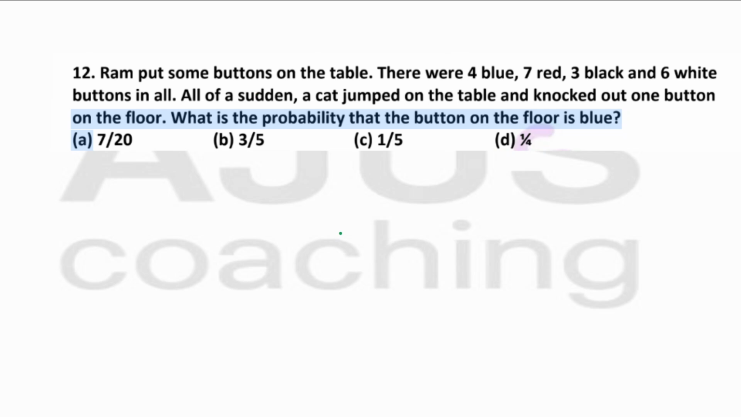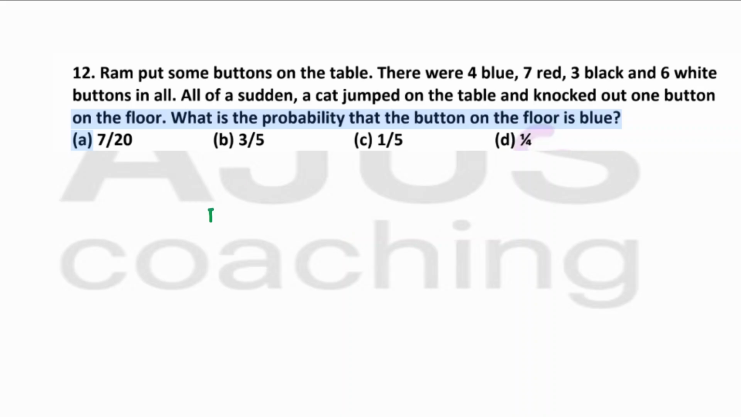Okay, read the question and solve the question in your notebook. Pause. Resume. Okay, let us solve this problem. Ram put some buttons on the table. There were 4 blue, 7 red, 6 black and 6 white buttons in all. All of a sudden a cat jumped on the table and knocked one button onto the floor. What is the probability that the button on the floor is blue?